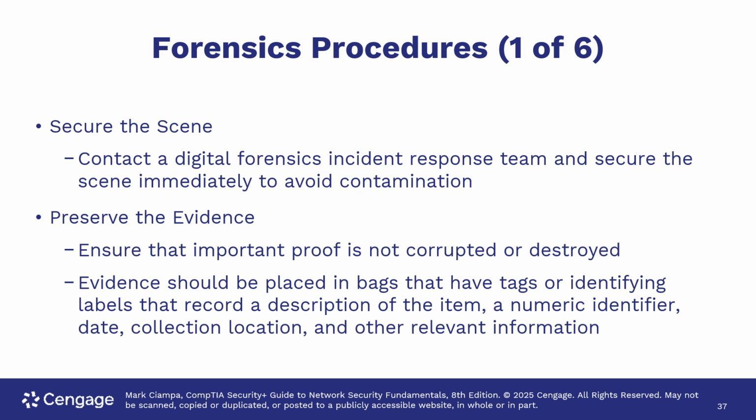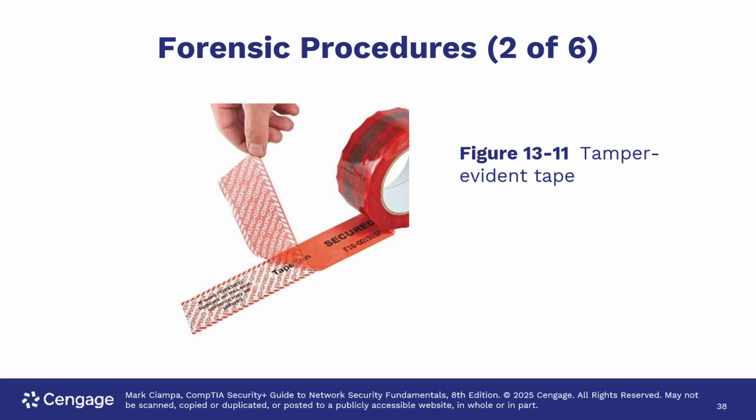Preserve the evidence. Ensure that important proof is not corrupted or destroyed. Evidence should be placed in bags that have tags or identifying labels that record a description of the item, a numeric identifier, date, collection location, and other relevant information. Here's an example of tamper evidence tape, that's then put on at a crime scene or at a cyber scene.